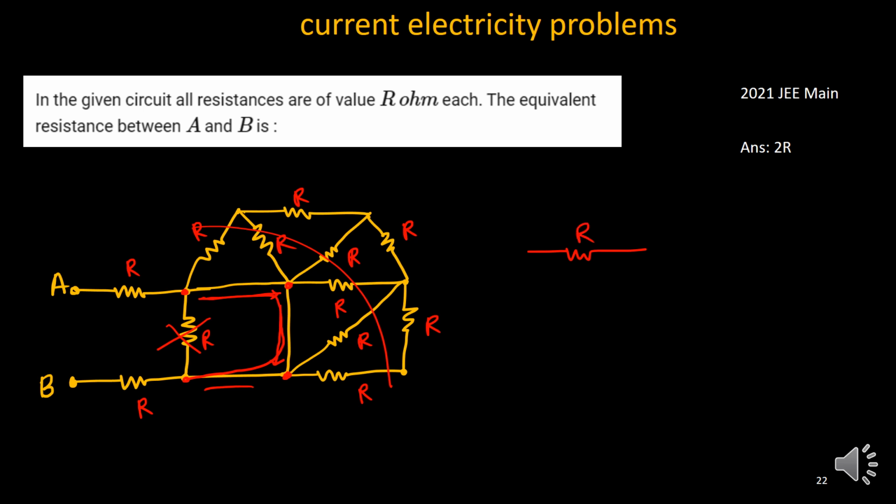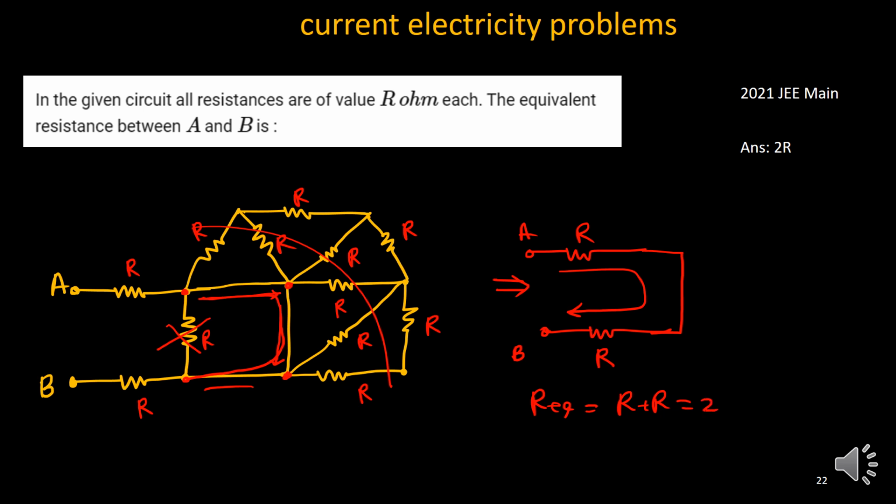So I will have only these things: this resistance R and this resistance R, and this part is shorted, nothing else. This is your A and this is your B. So what is the equivalent resistance? The same current is flowing to this side, so R equivalent will be the series combination of these two. R plus R equals 2R. It's very easy. This appeared in 2021. Now the next problem.